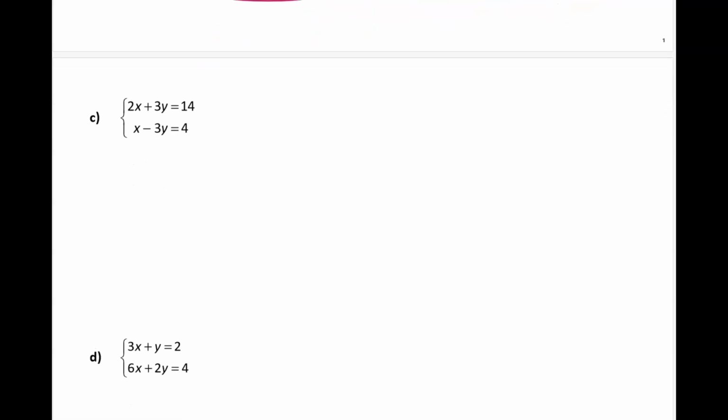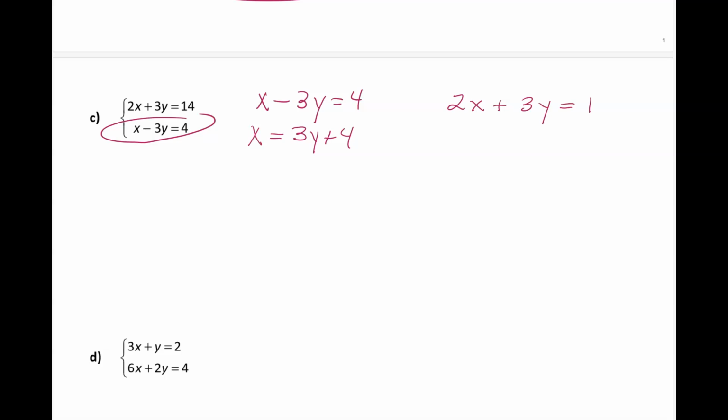In C, we can solve this one by substitution. This second one is yelling out to me to be solved for x. Since x has a coefficient of 1, it's going to make it much easier to solve for a variable. So x is equal to 3y plus 4 if I solve it. Now I'm going to write the other equation at the top of the other column here and replace the x with 3y plus 4 in it.